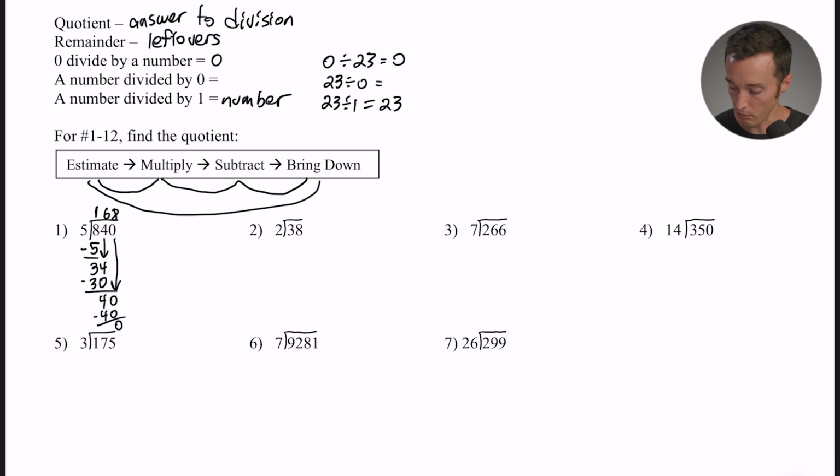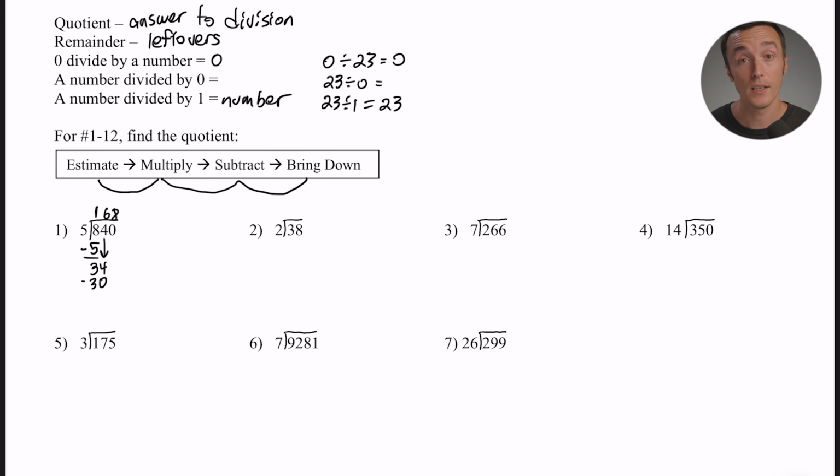Let's try another one similar to that. Let me clear a little bit of space here for these next problems. Okay. All right, next one, number 2, I've got 38 divided by 2. Let's do that same process. Let's estimate. How many times will the 2 go into the 3? Well, I think it's only going to be 1 time. 1 times 2 is 2. There's my multiplication.